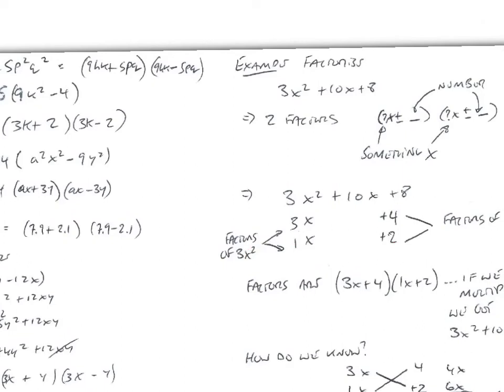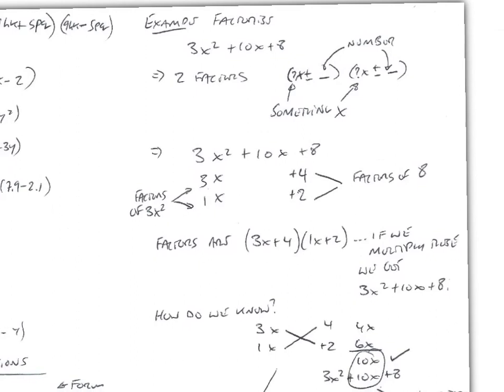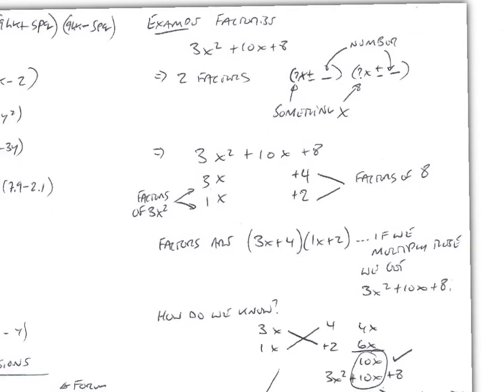So let's have a look at this example. It's not a great example to start with, but anyway, we'll see how we go. So factorize 3x squared plus 10x plus 8. The first thing to say is a quadratic expression will always have two factors. There'll be something times x plus or minus a number, and something times x plus or minus another number.